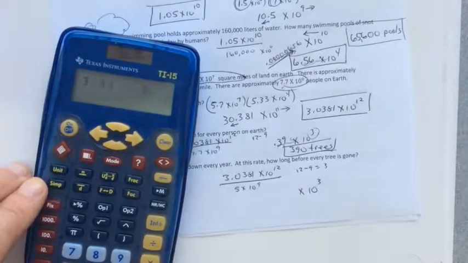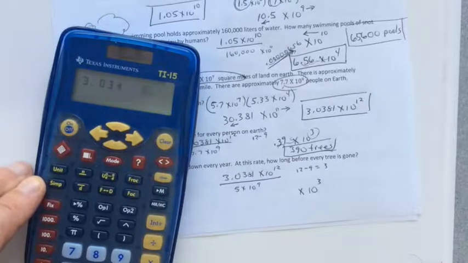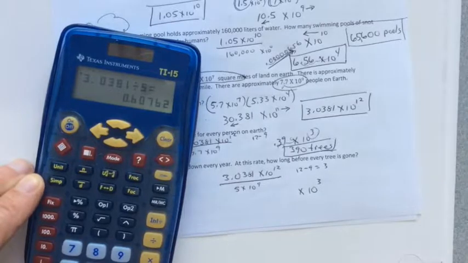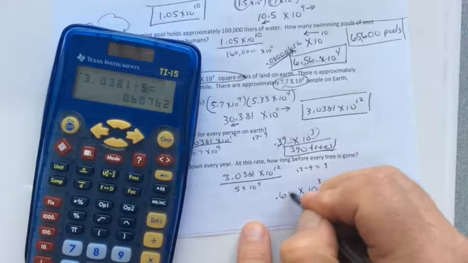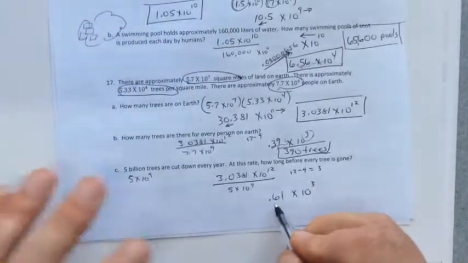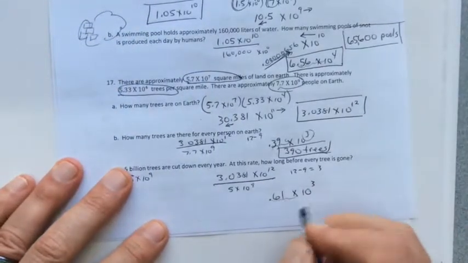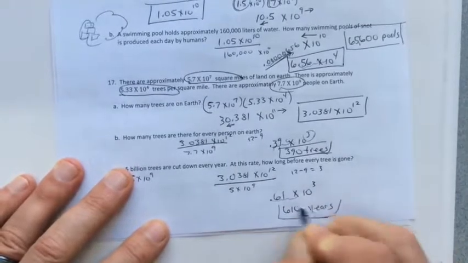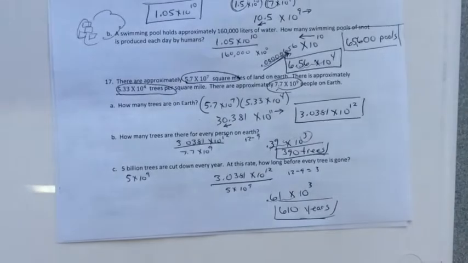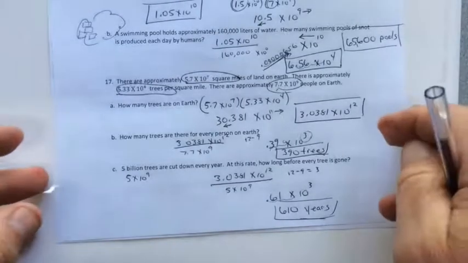So we have 3.0381 divided by 5. That's about 0.61. If we move the decimal 3 places, 1, 2, 3, that's 610 years. Now that seems like a long time, but we're going to have no oxygen way before the last tree's cut down. So yes, it would take 610 years to cut down every last tree, but we'll be dead long before that.